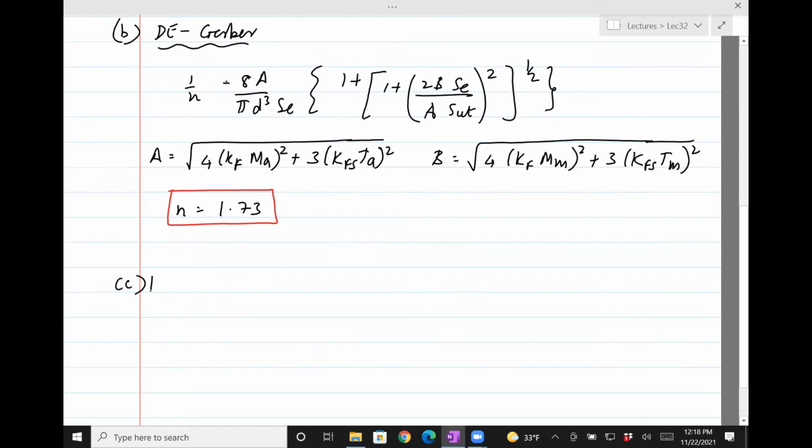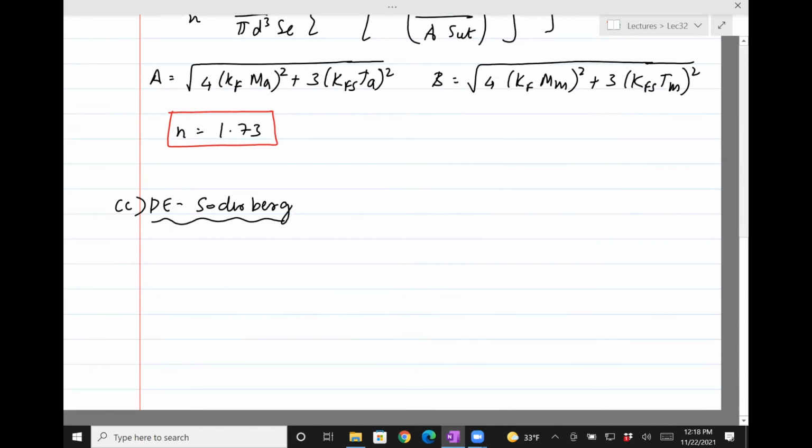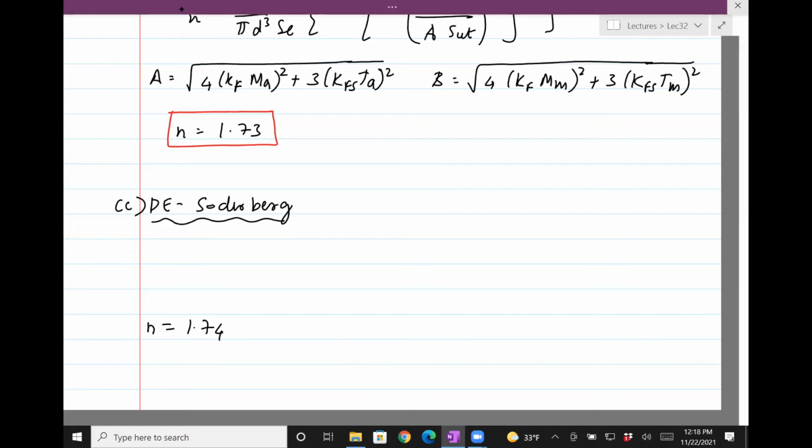C is DE Soderberg. So in the interest of time, let me put the formula later on, which I'll essentially copy from my notes and put it here. But the answer I get, I'll fill the formula later on, is 1.74.